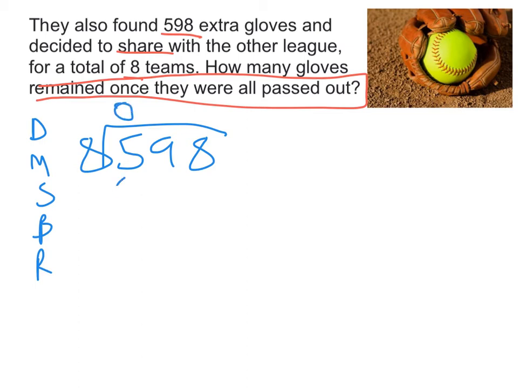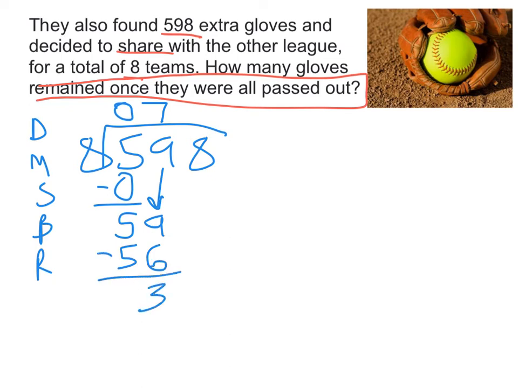8 times 0 is 0. Subtract 5, bring down the 9. Now, how many times does 8 go into 59? Well, if I'm multiplying, 8 times 7 is 56. That's pretty close. Let's try that. 7 up top. 8 times 7 is 56. Subtract, and that's a 3. That's less than 8, so I know I'm good.